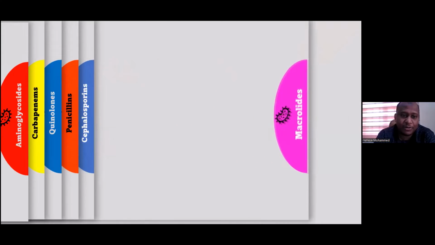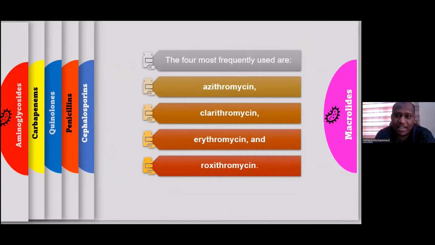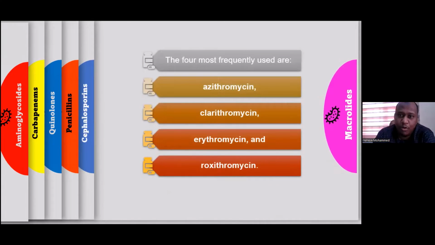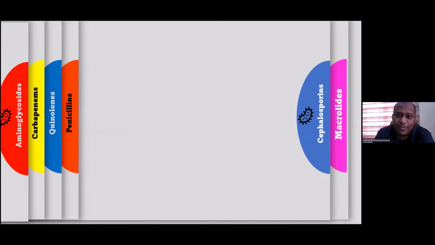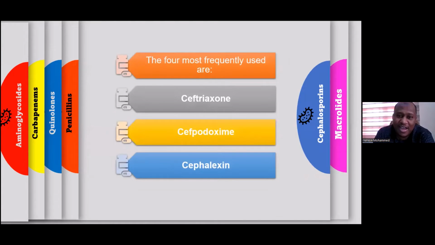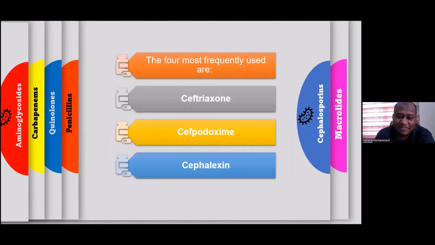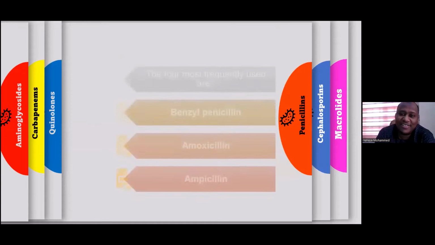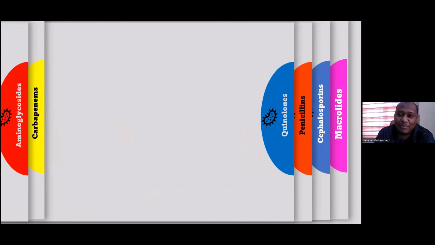Antibiotics are of different categories. We have cephalosporin, penicillin, quinolones, carbapenems, and aminoglycosides. Aminoglycosides, the most frequently used are azithromycin, clarithromycin, erythromycin. For cephalosporins, the commonly used ones are ceftriaxone, cefodoxime, and cefalexin. For the penicillins, the commonly used are benzyl penicillin, amoxicillin, and ampicillin.